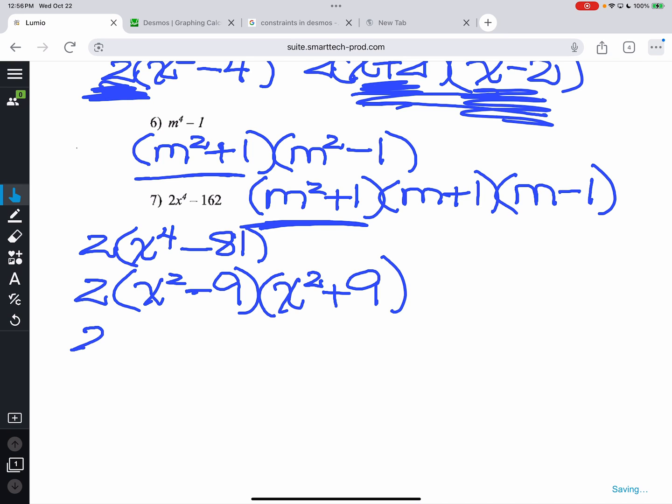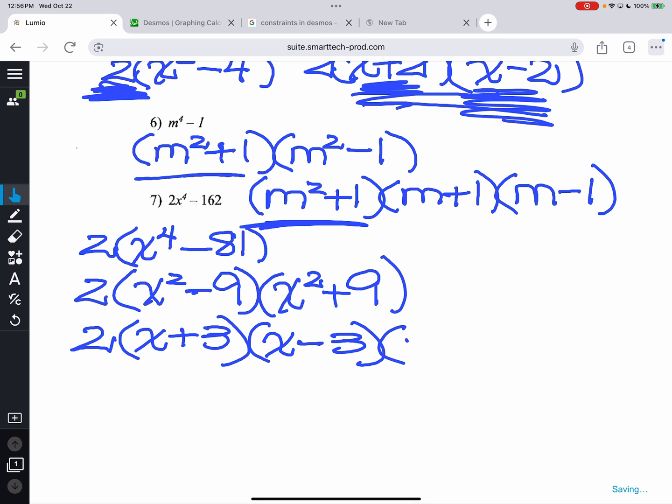So what do we have as our final answer? x plus 3. What else? And then x minus 3. What else? We've done x plus 3, x minus 3. That takes care of the x. Then x squared plus 9.